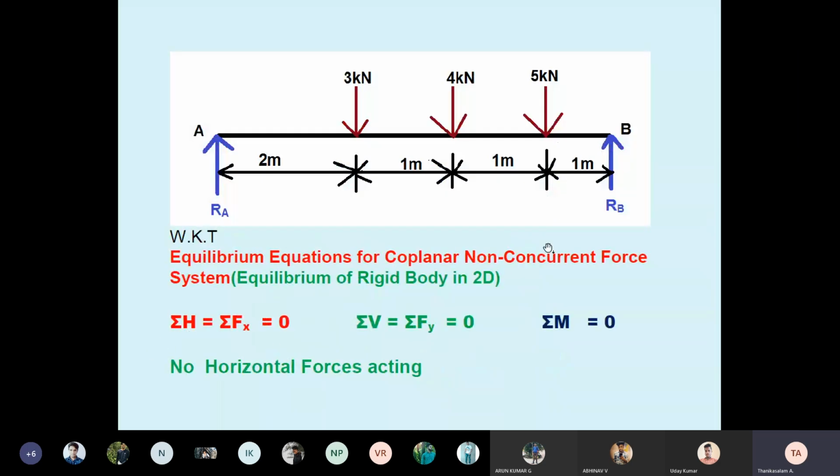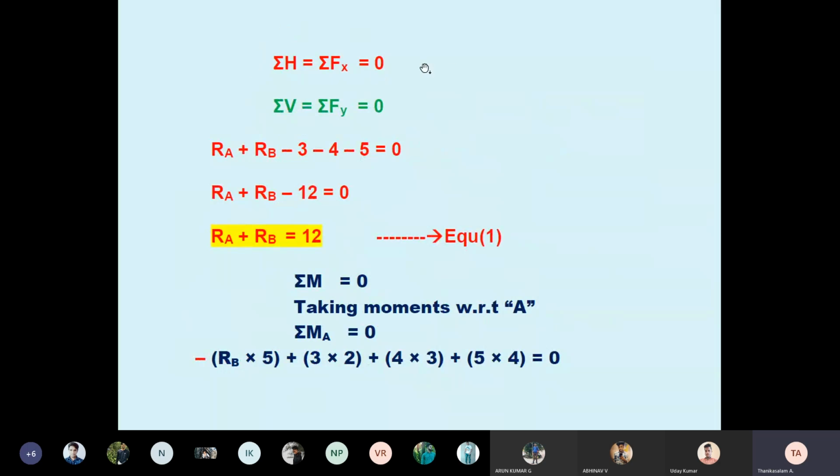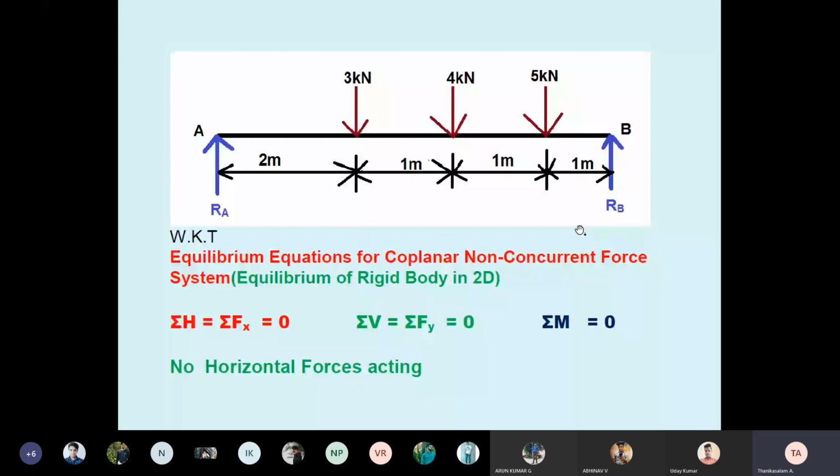So we have used the first 2 equations. Summation of H: no horizontal force, so I directly wrote it. If no horizontal force is acting, no need to consider the first one. Then I came to the second, where I added all vertical forces: plus y direction positive, minus y direction negative. Then I set it equal to 0. Then RA plus RB equal to 12, consider it equation 1. What is the third equation?